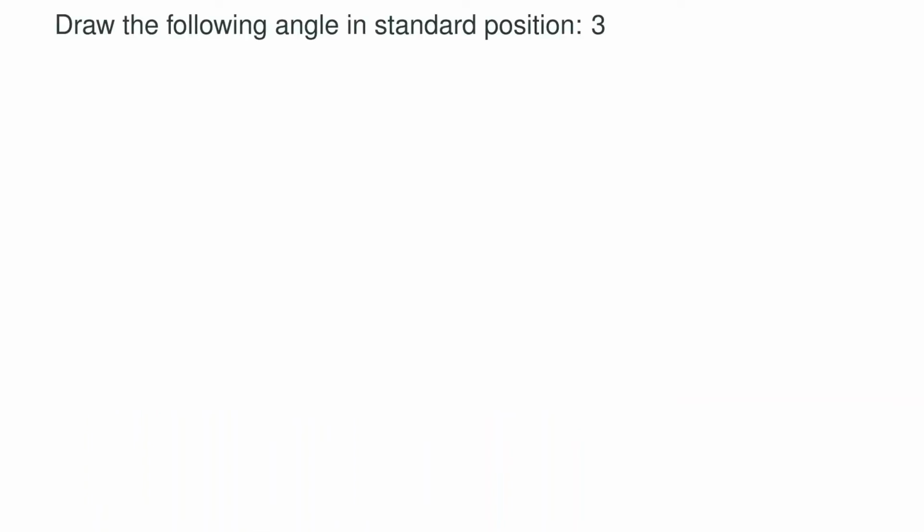Draw the following angle in standard position. First of all, it says just 3. Usually when we don't see the degree sign, it means radian. So when we see just a number and it's referring to an angle, it is implied that it is a radian. Unless we see a degree sign, usually that means it's 3 degrees. So here we're dealing with 3 radian.